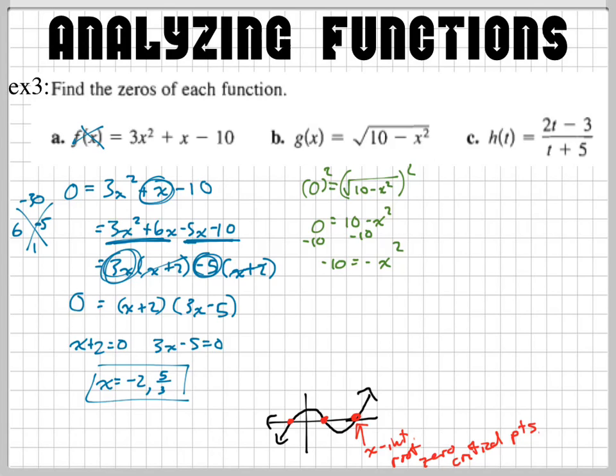Oh, both sides have a negative. How do you get rid of the negatives? Divide by -1. So I divide both sides by -1. Now I have 10 equals x squared. Alright, can I get the x alone now?